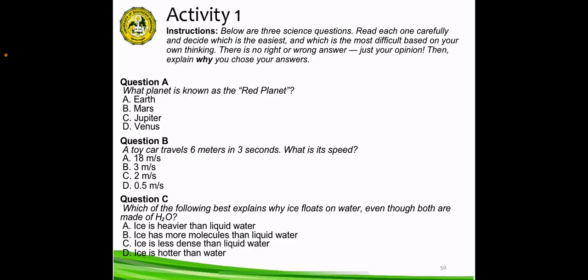But before that, let's have an activity. Please post this or take a screenshot to answer, and I want you to pass it on Friday on a 1/4 sheet of paper. So here are the instructions. Below are 3 science questions. Read each one carefully and decide which is the easiest and which is the most difficult item based on your own thinking. There is no right or wrong answer, just your opinion. Then, explain why you chose your answers.